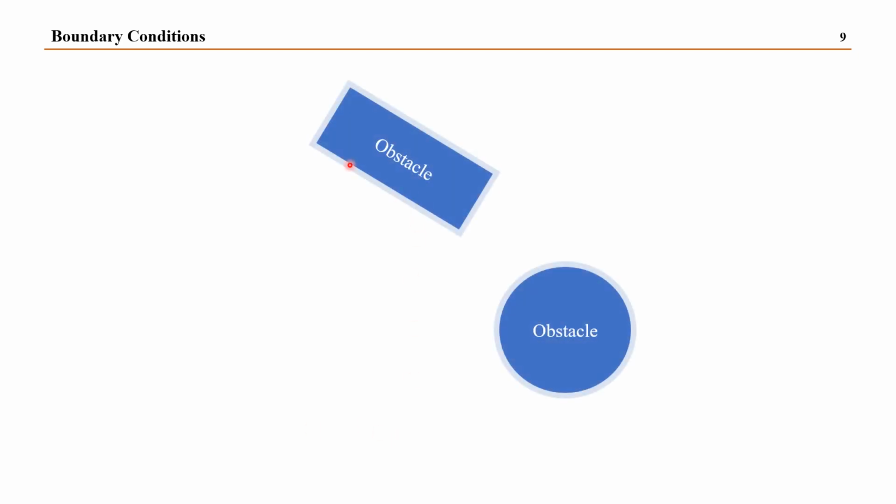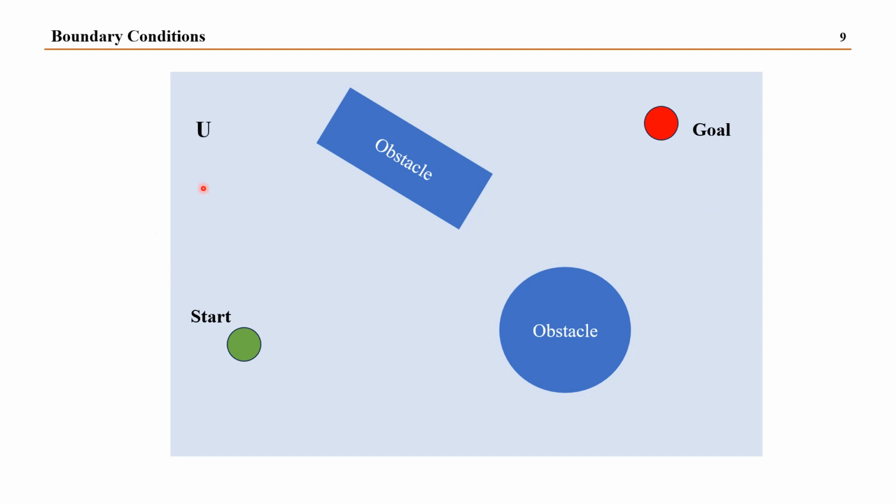So let's have these obstacles here. We have a triangular obstacle and a circular obstacle. Now the robot needs to go from this start position to this goal position. And let's assume that we have a certain potential U that just influences the workspace of the robot, and the robot must move under its influence.